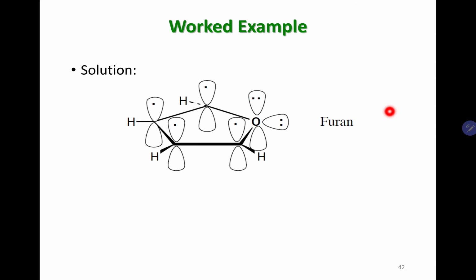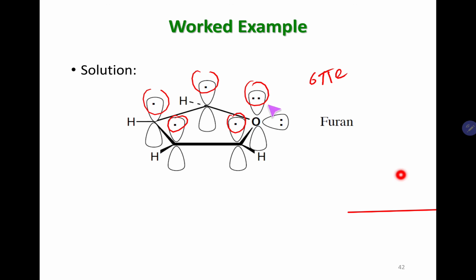All right, so as you can see, every oxygen will only give one lone pair, so that the overall pi electrons will be 6 pi electrons. Out of the 2 lone pairs, only one will be aligned with the pi electron cloud, making it only 6 pi electrons. And furan is of course an aromatic compound.